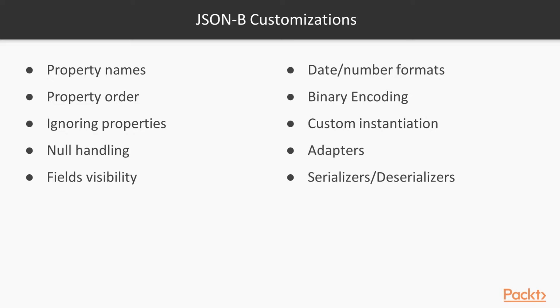Let's get started. And I'll start with listing all customizations supported by JSON-B. We can customize property names, change default properties order, make properties get ignored by the JSON-B engine, change the default way of processing null values, change the default visibility strategy, customize date, time, and number formats, choose different binary encodings, and use a different way of creating class instances other than the default no-argument constructor. JSON-B also supports advanced and very flexible customization mechanisms such as adapters and serializers, deserializers. In the next videos, we'll study all of these customizations.